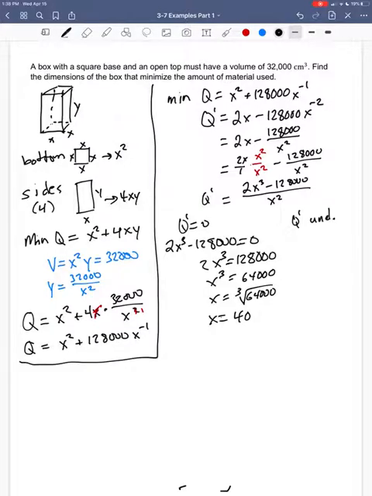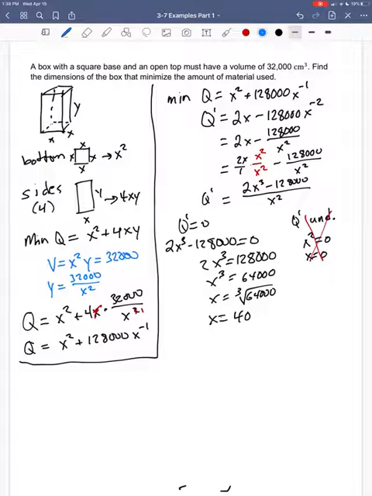To set Q prime undefined, I would set the denominator equal to 0. That would lead to a solution of x equals 0, but that doesn't really make sense here because x is the length of the base of this prism, and also if I tried to solve for y, I would get 0 in the bottom. That would be undefined. So this, although it's a critical number, it doesn't lead to a solution for this problem. I've found a value for x. Now I have to find a value for y.